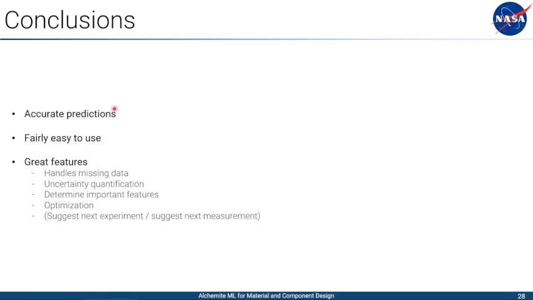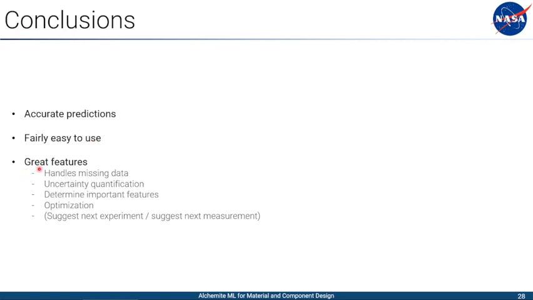So, in conclusion, our evaluation showed that the Alchemite engine is giving accurate predictions and what we expect. It's fairly easy to use. You don't have to build your own machine learning models by yourself. Now, I was using the backend engine, and so the web interface is even easier to use. And I've played around with it a little bit, and Tom will show more about that.